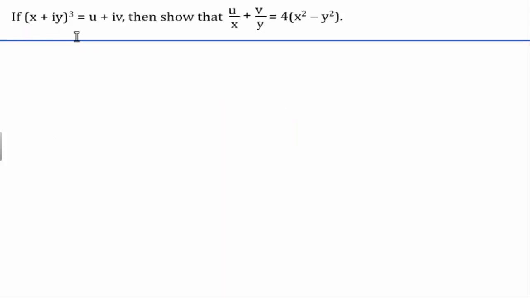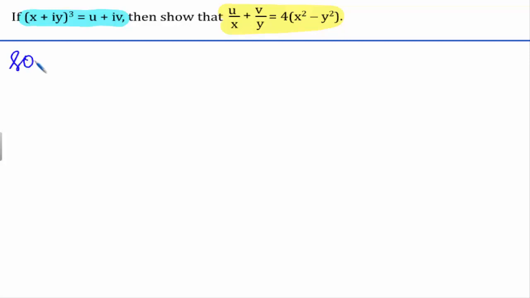In this problem, we need to show that u upon x plus v upon y is equal to 4 multiplied by (x square minus y square) if (x plus iy) whole cube is equal to u plus iv.